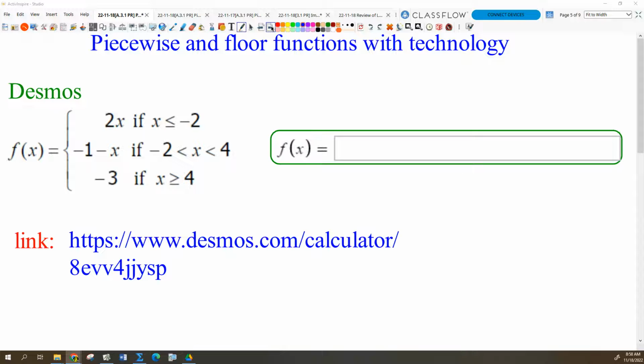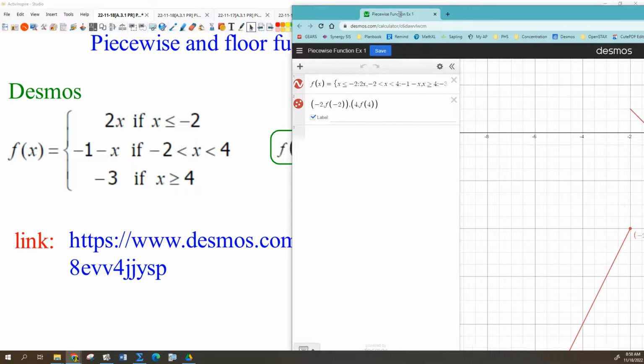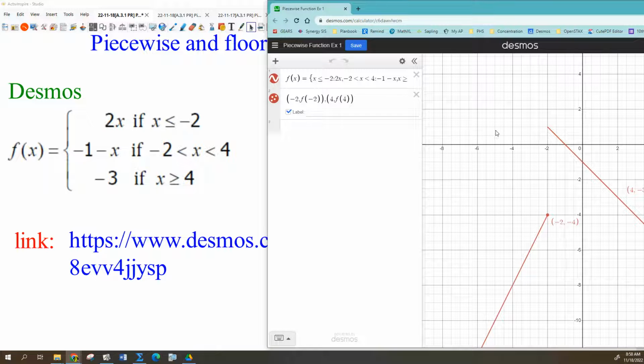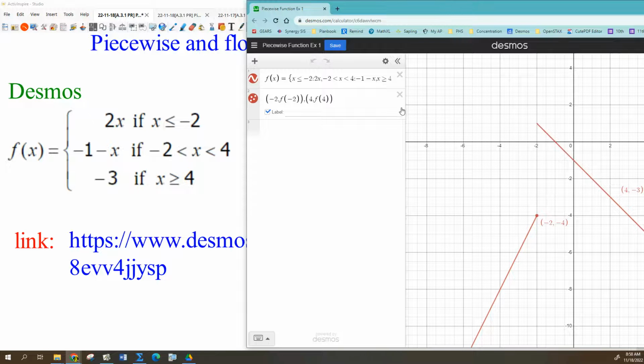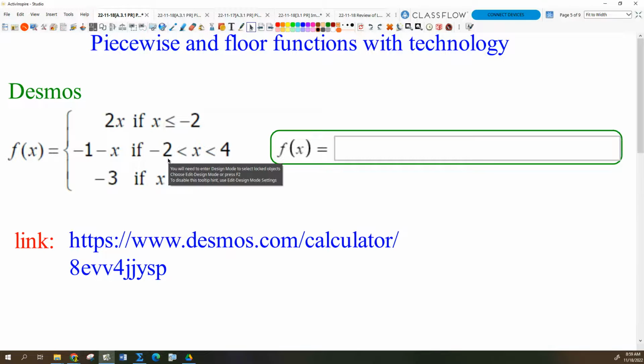So with Desmos, the way that you write a piecewise function, you can go ahead and pop open Desmos if you'd like and just do this with me. Here, I'll tell you what, I'm going to start from scratch with this.